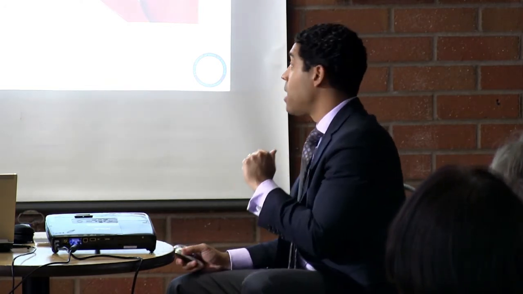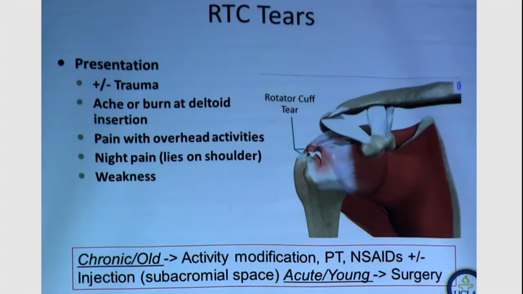So rotator cuff tears, how do they present? Sometimes people come in with trauma. Sometimes it's gradual trauma. So over the years with gradual overhead activity, people start to develop these small micro tears that then develop into larger, bigger tears, okay? Once again, an ache or burn at the deltoid insertion, pain with overhead activities, night pain, and weakness is going to clue me into whether or not there's actually a real tear versus tendinitis.